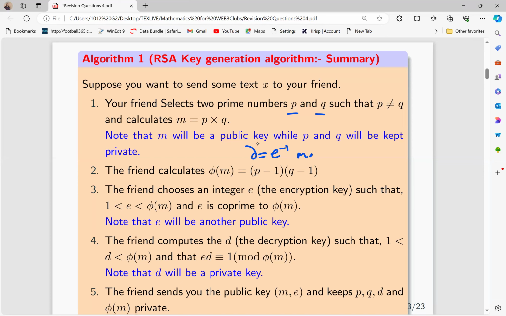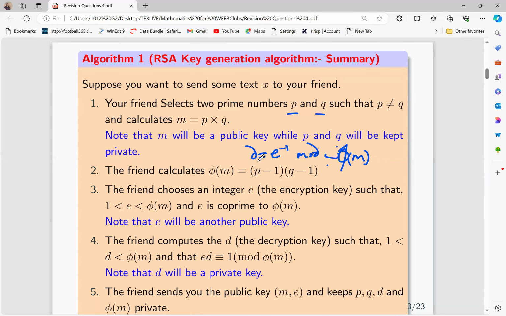Mod, and this is very important here, mod phi of M. And that's why I said the phi of M should be kept private also. Is that okay? Because if you can get to know what phi of M is, and since E is public, you can always calculate D. Is that okay? Yes. So it should also be kept private.